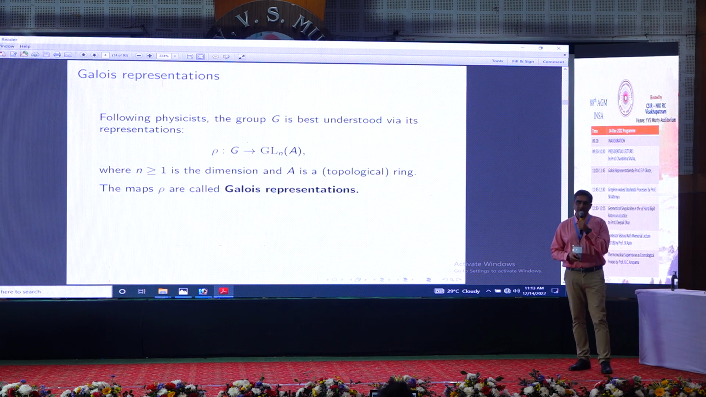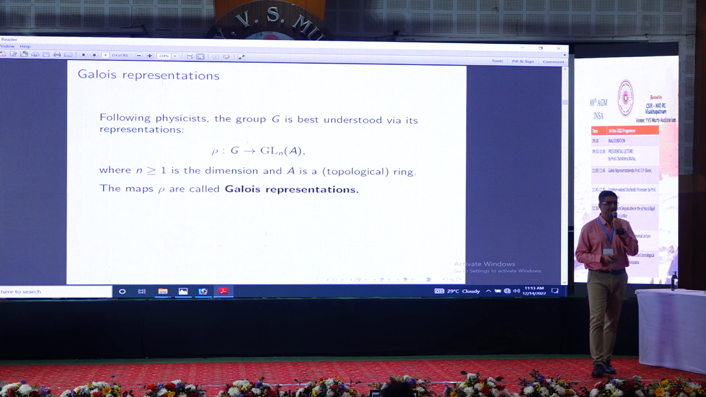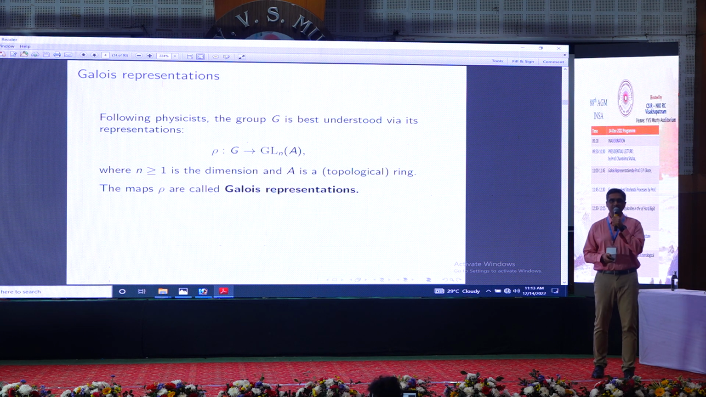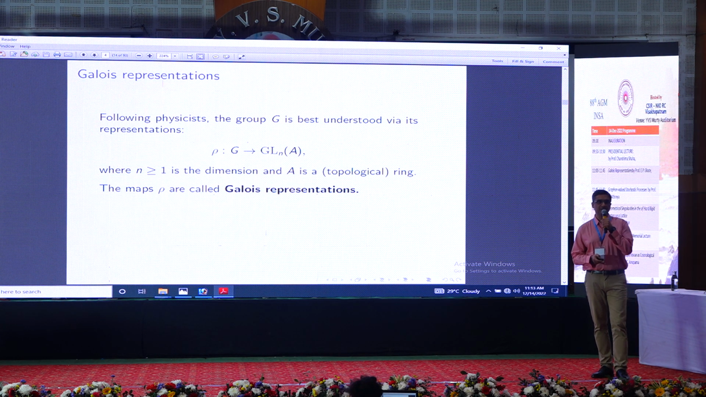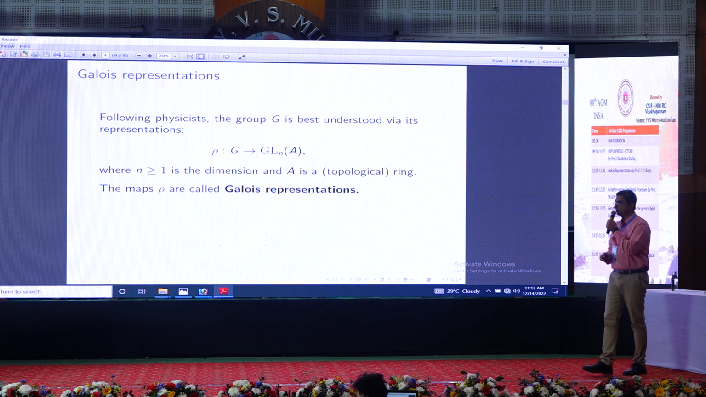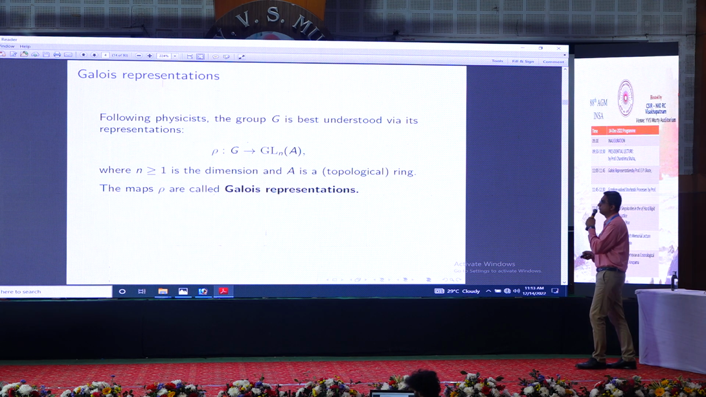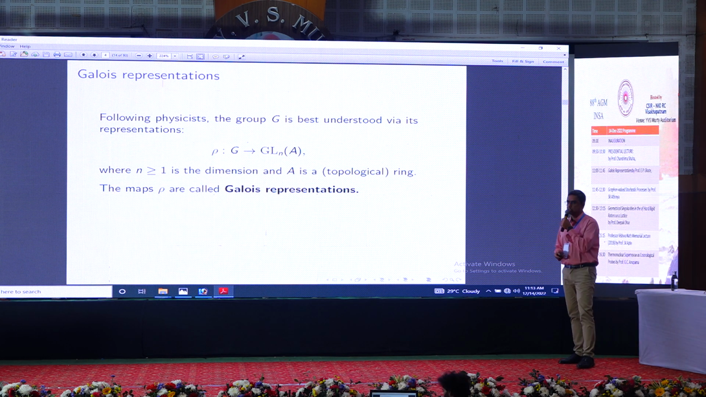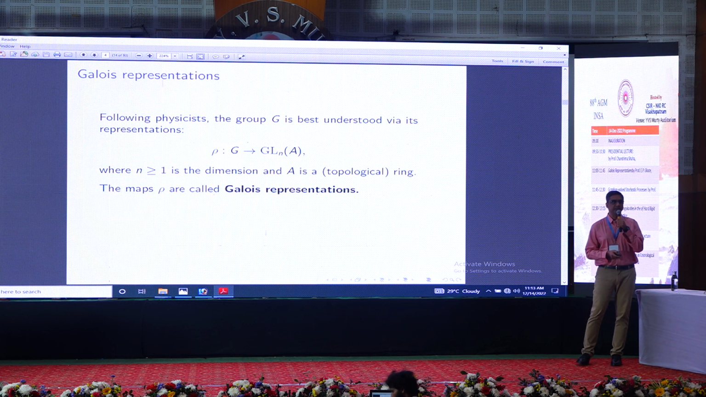Okay, so when you try to study a group G, it's sometimes a bit difficult. So we adopt the viewpoint of what physicists do. They look at shadows of this group, shadows in the sense of representations. You look at images of these groups in matrices. So more formally, you have some homomorphism from G to GL_n(A). So GL_n(A) is just n by n matrices which are invertible.